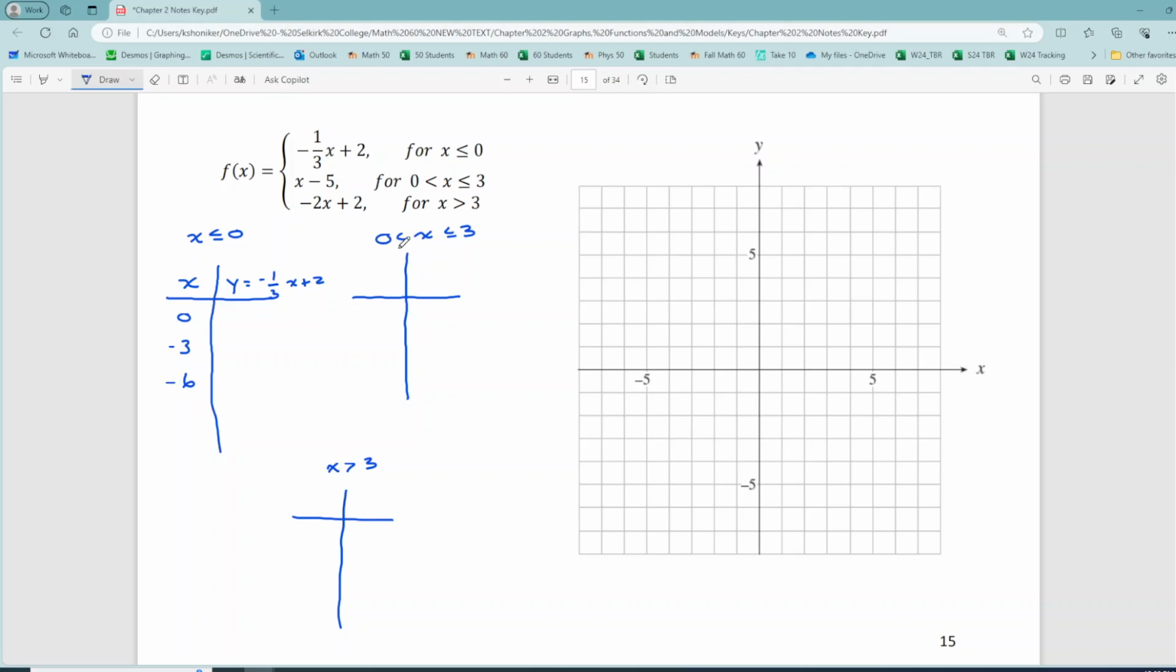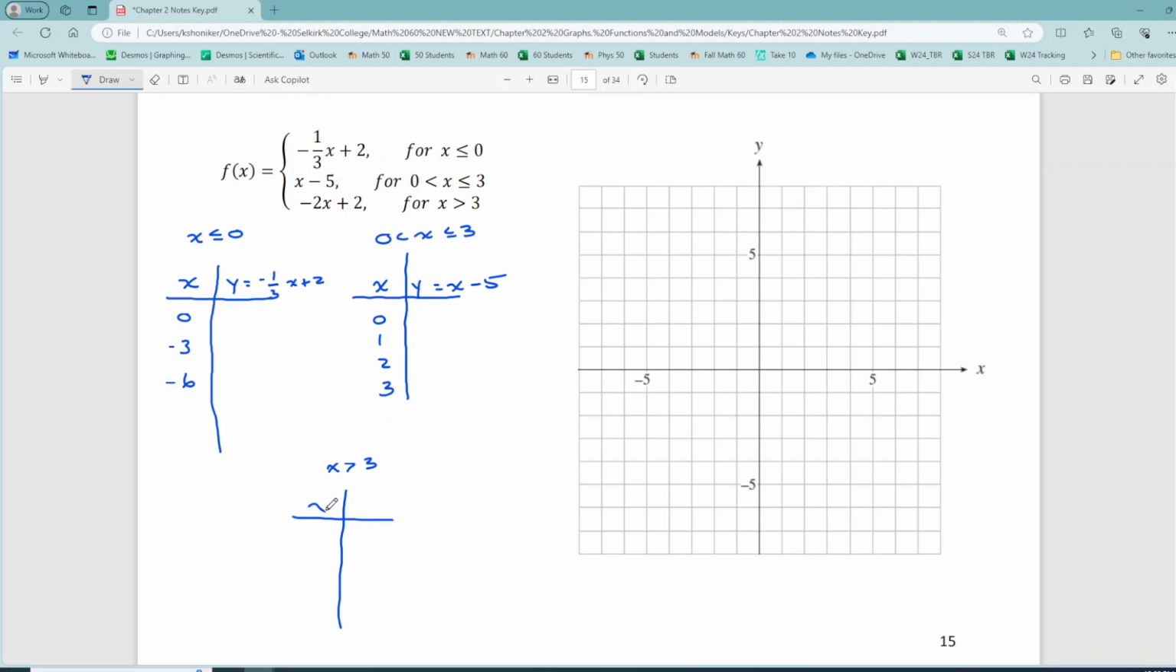For this one, I'm going to pick x values between 0 and 3. So this is y is equal to x minus 5. There's nothing I can't subtract 5 from. So I'm going to pick 0, 1, 2, 3. So when it's a sandwich like that, I always pick all the values between there.